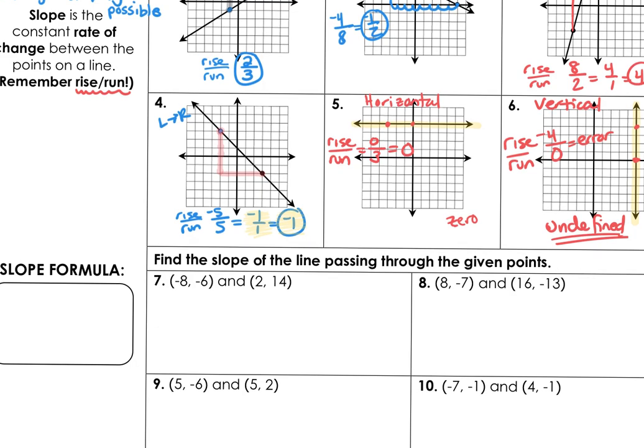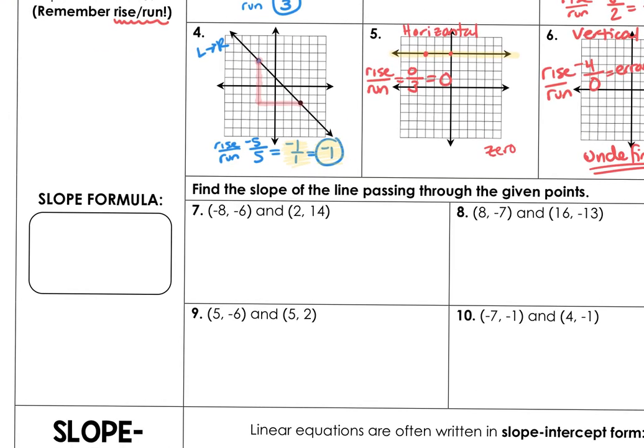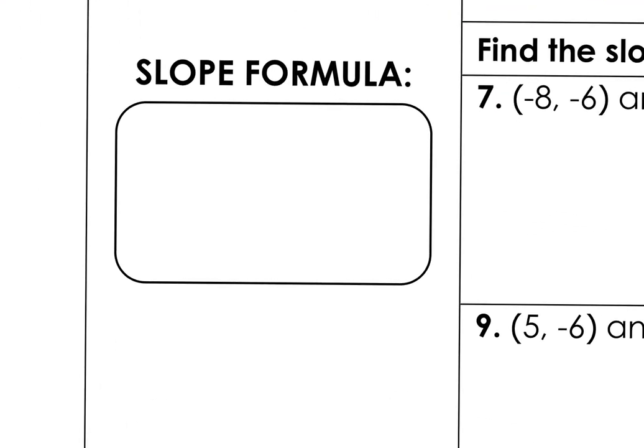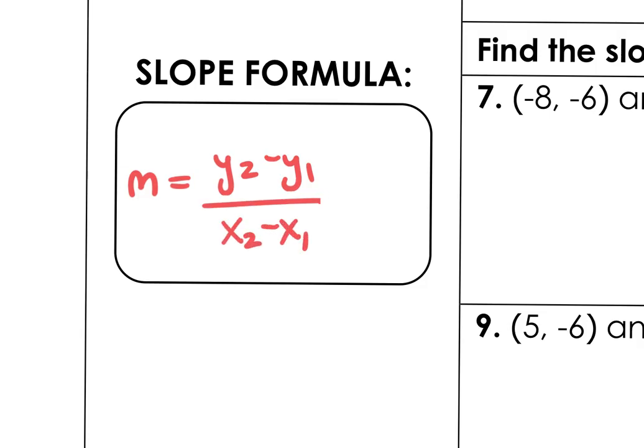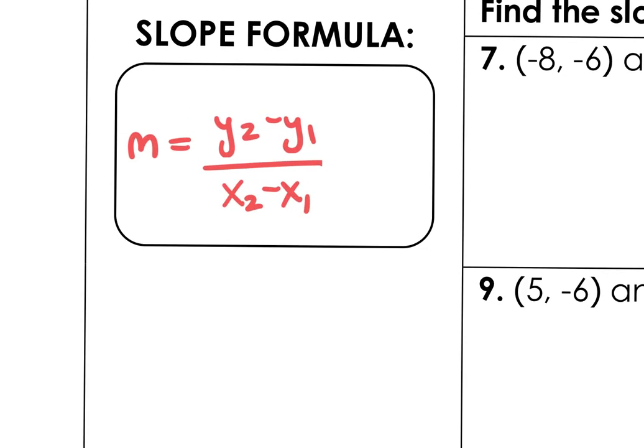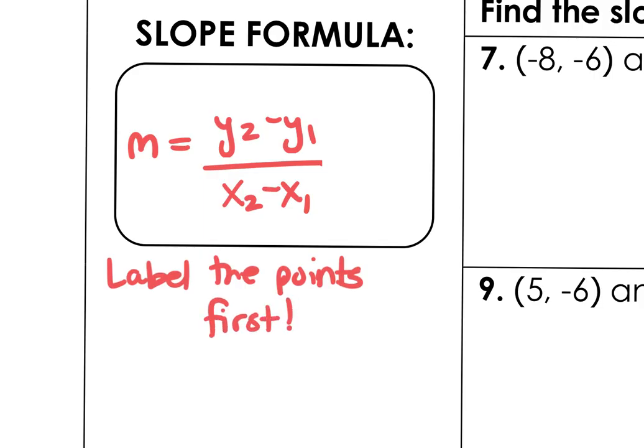The next thing we're going to do is look at the slope formula. Here it is. Write it in your notes because I'm not going to give it to you on the summative. M equals y2 minus y1 over x2 minus x1. Another thing I want you to write in your notes underneath that little box is that you should always label the points first. This is a really good habit to get into.